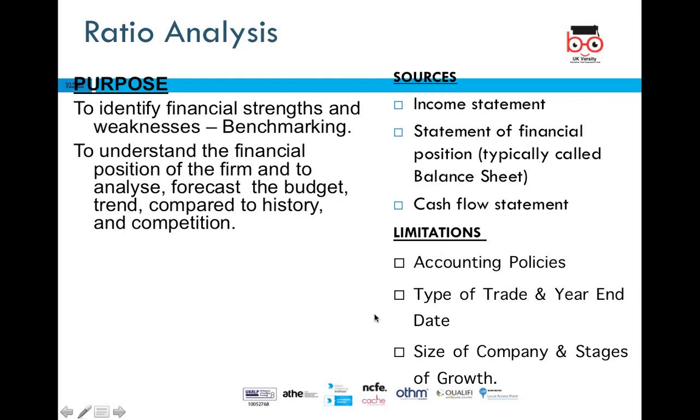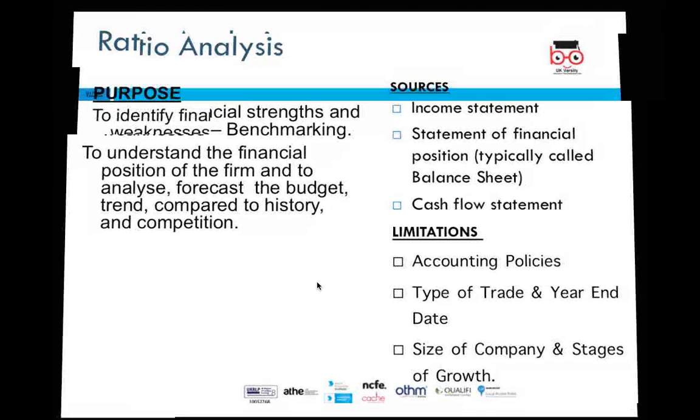So when you compare date-wise, you need to take similar dates from the account statements, and similar trade. And then there is the size of a company and its stage. For example, if you compare the Samsung company with a very local phone company, that will be a very heterogeneous comparison. So these are the limitations: size, growth stage, type of trade, year-end dates, and different kinds of accounting policies. You can't accommodate these things in the ratio analysis.